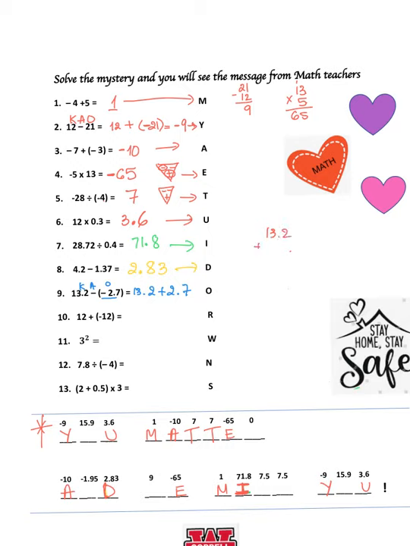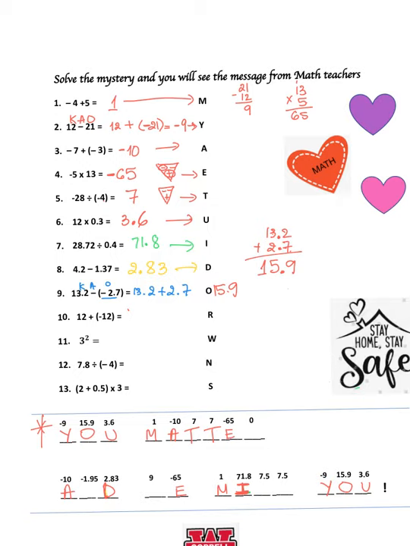13.2 add 2.7. 2 add 7 is 9. 3 add 2 is 5. 1 add 0 is 1. So I have 15.9 for letter O. So 15.9 for letter O. I have O right here and O right there.